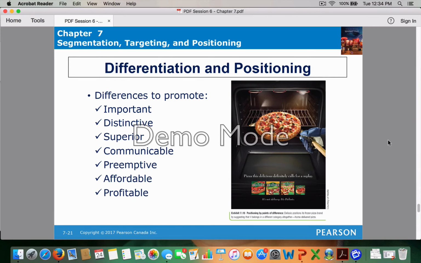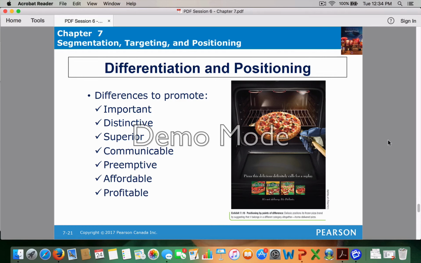You need to be able to communicate the ways that you're different. You need to be preemptive. You want to decide as a business how you want to be different. You don't want other people telling you how you're going to be different. You want to be proactive and preemptive in deciding exactly how you want to differentiate yourself.